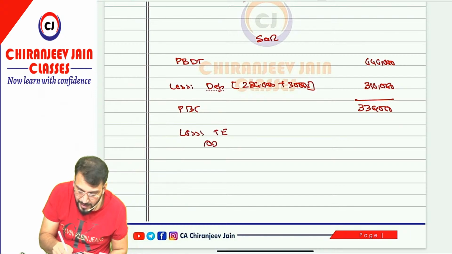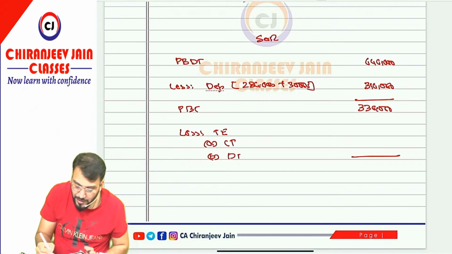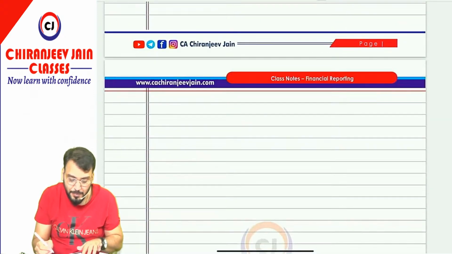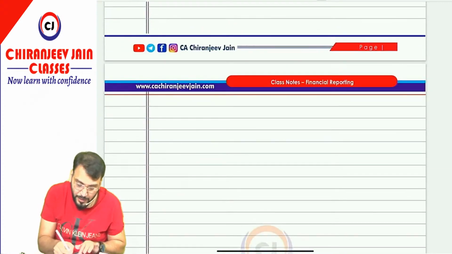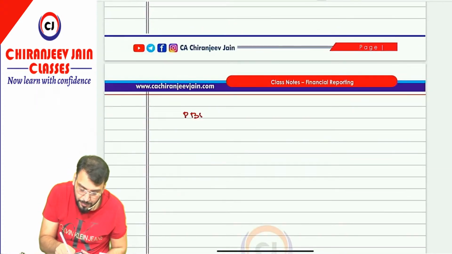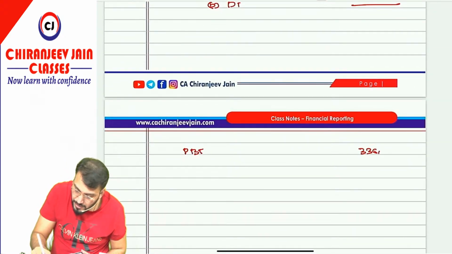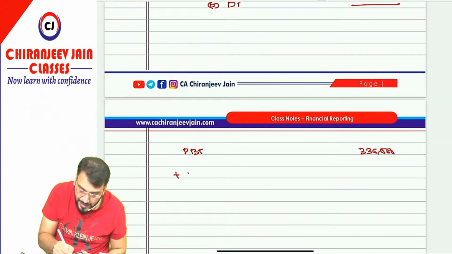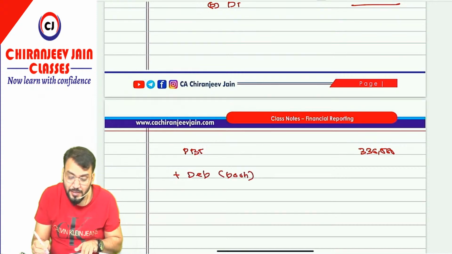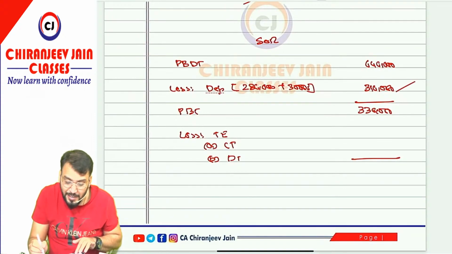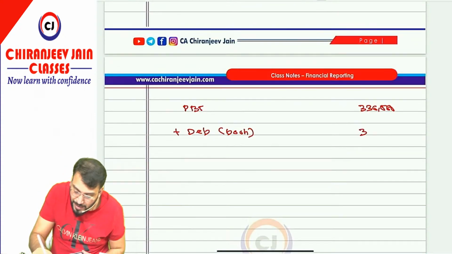Tax expense: A current tax, B deferred tax. So we need to first find out current tax. Current tax means as per taxable income. So what is the profit before tax? Profit before tax is 3,30,000. In this we'll add depreciation as per books. As per books whatever has been charged that will be added back. So 3,10,000 will be added back.